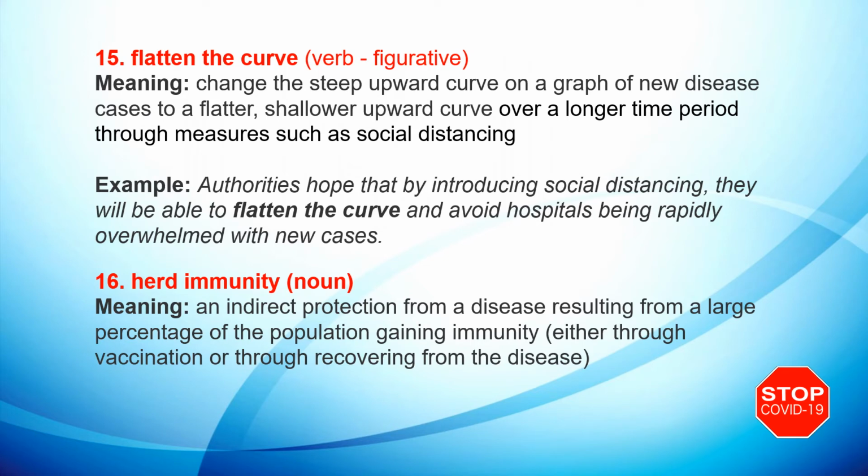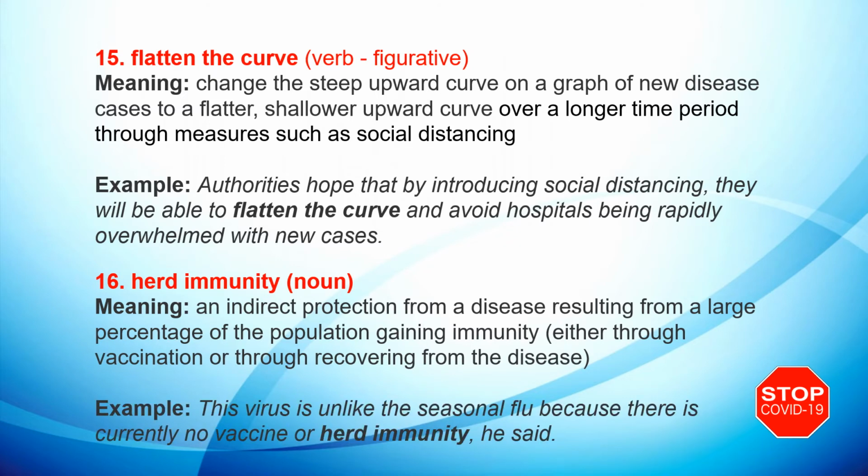Number 16, herd immunity. Herd immunity as a noun, meaning an indirect protection from a disease resulting from a large percentage of the population gaining immunity either through vaccination or through recovering from the disease. For example, this virus is unlike the seasonal flu because there is currently no vaccine or herd immunity, he said.